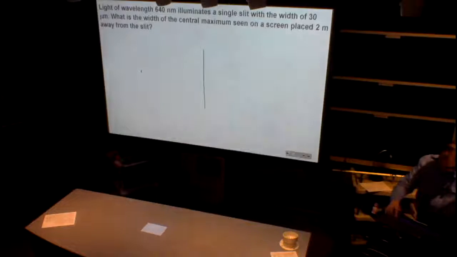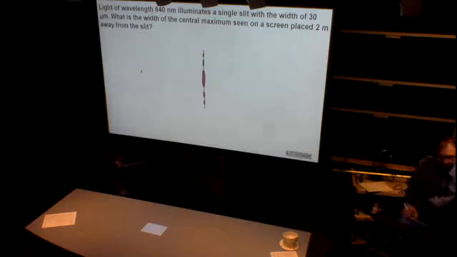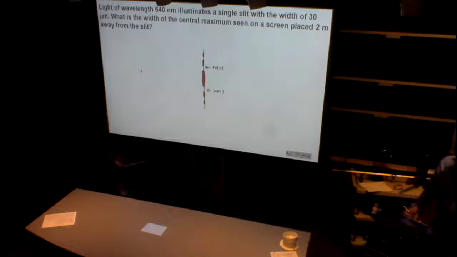Right in the middle, we should have one bright, large spot. And then on the left and on the right, more. But we don't count them, we count minima. This is the minimum number one. This is the minimum number one on the right side. So what are we calculating? What are we looking for? This is what we need to calculate. How wide the central spot is.